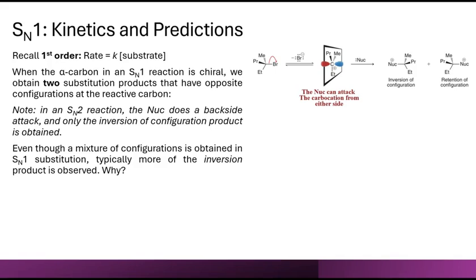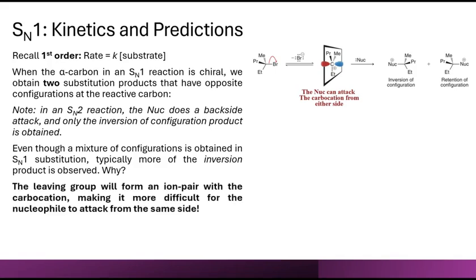Even though a mixture of configurations is obtained in SN1 substitution, typically more of the inversion product is observed. Why? Well, the leaving group will form an ion pair with the carbocation. In other words, here's the leaving group leaving, but it didn't completely leave. That negative charge is still sort of paired up with this positive charge, which makes it more difficult for the nucleophile to attack it from the same side. Attack the carbocation, that is.